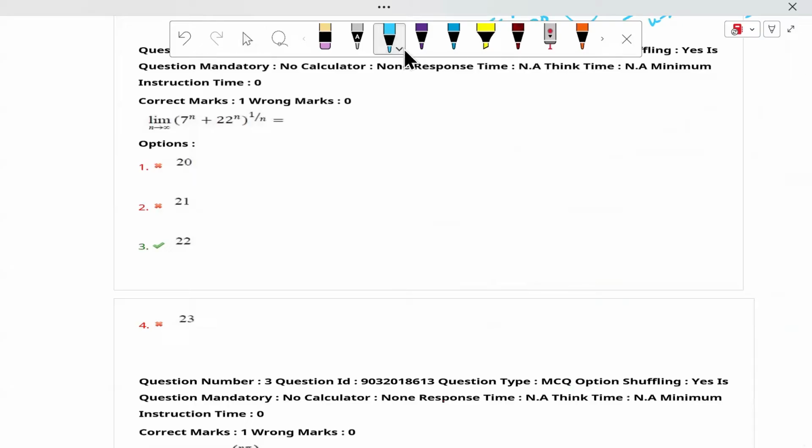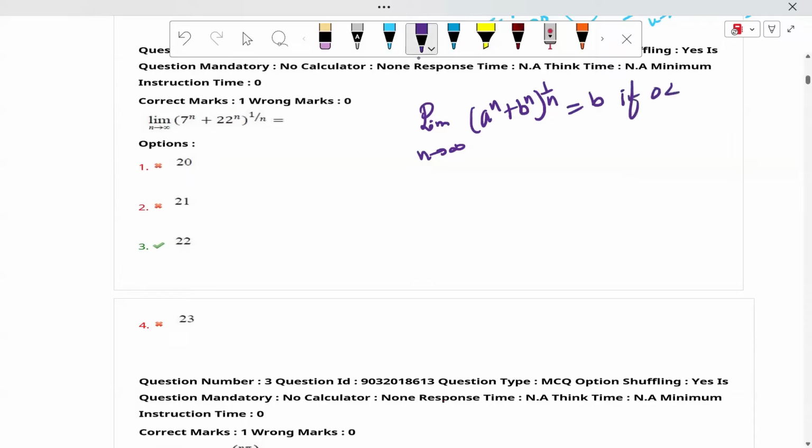Another question, 2022 CPGET examination. Question is very clearly: limit n approach to infinity of (a power n plus b power n) whole power 1 by n is equal to b if 0 less than a less than b. We know that very well.